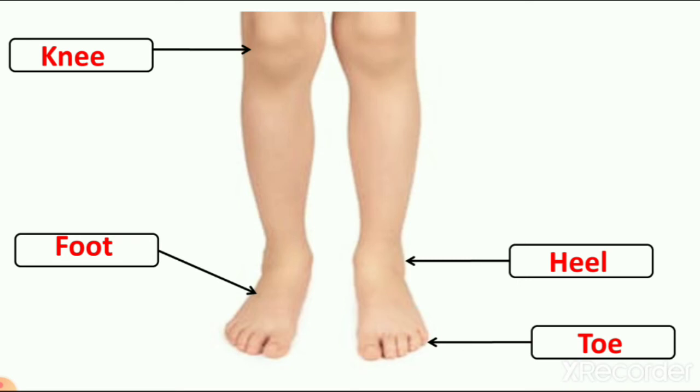So let's speak together. Knee, foot, heel and toe. There are many different parts of our leg, but in first standard we only learn about knee, foot, heel and toe. So now you can understand that these body parts all join together in making our legs. So what did we learn today? Today we learned different parts of our leg and we learned that it's the same as our hand, right?